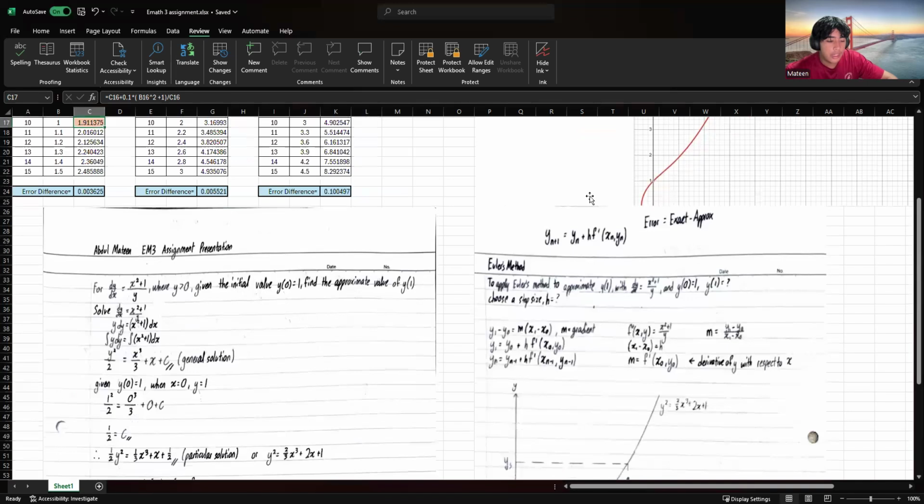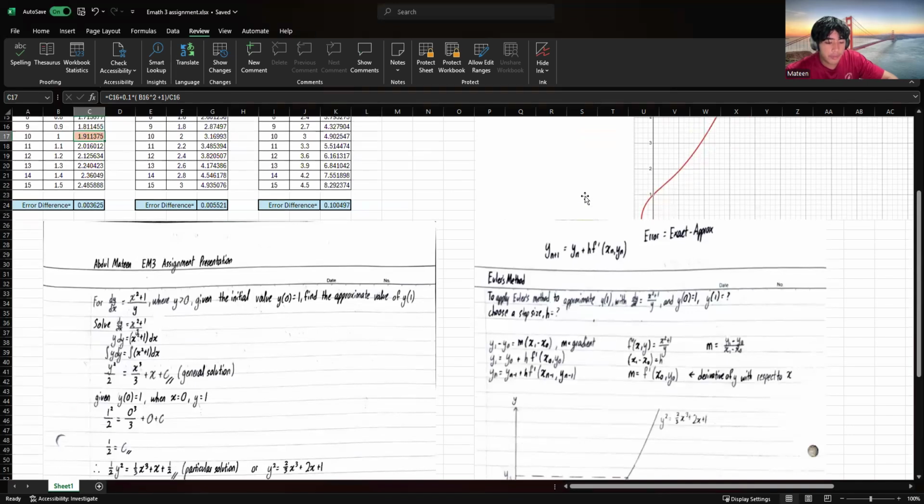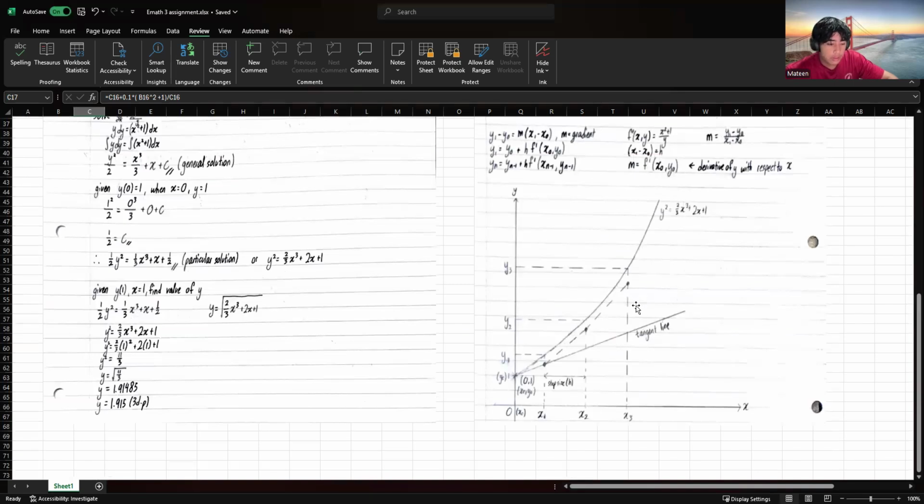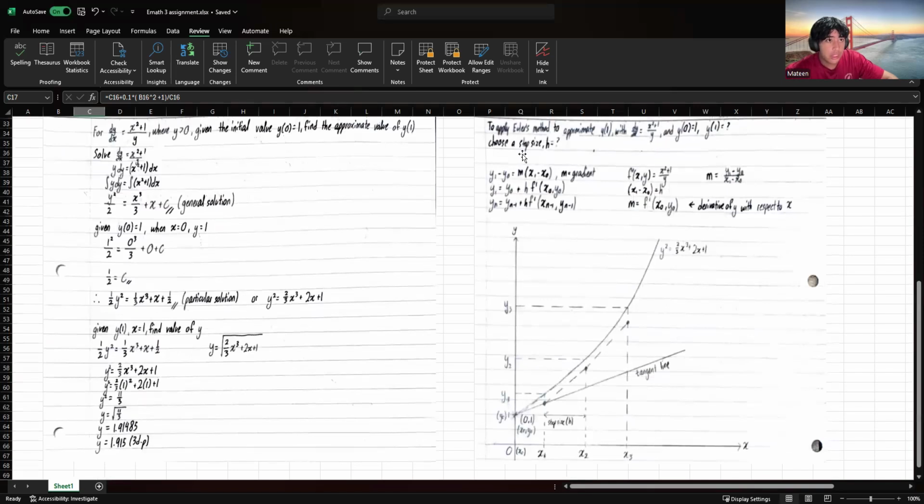Let's begin. I have used Desmos to help me generate my graph, and this is my hand-drawn graph below. To solve Euler's method to approximate y1 with dy over dx equals x squared plus 1 over y, we have to select an appropriate step size, being our h here.